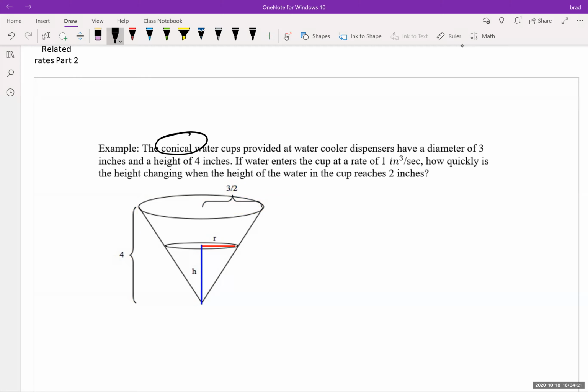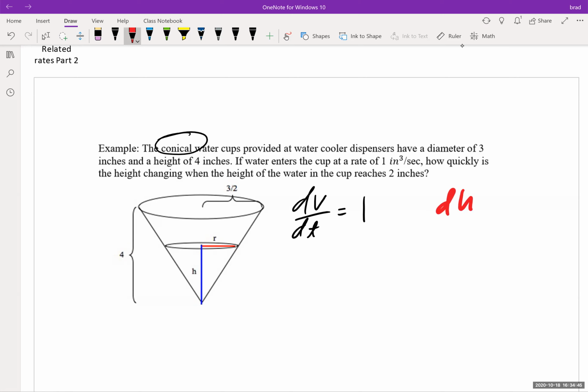So now it says if water enters the cup at a rate of 1 inch cubed per second. When you're pouring water into a cup, you're changing the volume inside the cup, right? So that's going to be, let's call that dV/dt, and we know that that's 1. You can call it 1 inch cubed per second, but we're just going to call it 1 for now.